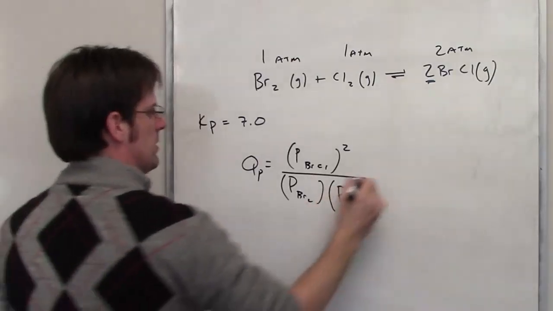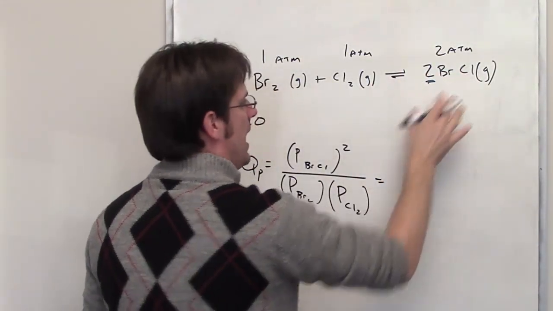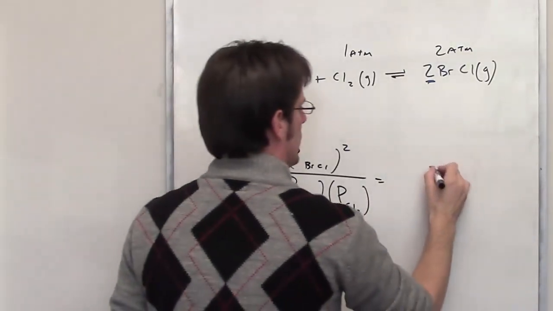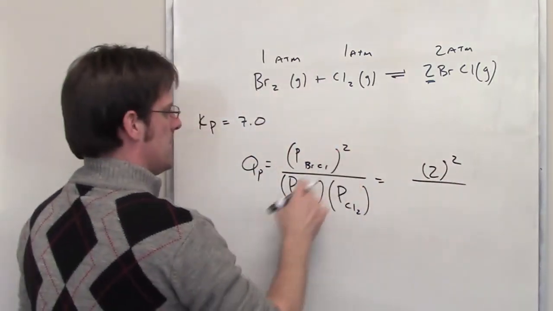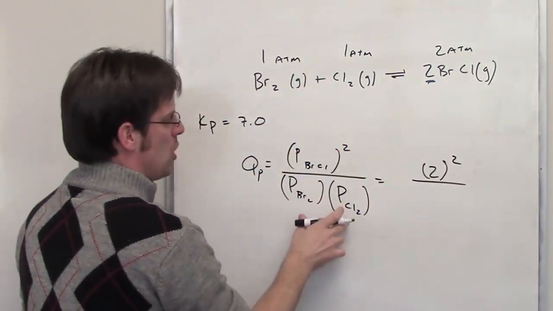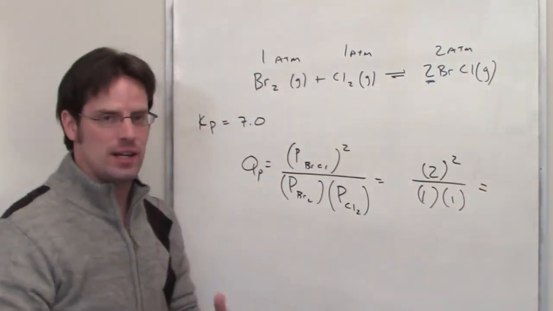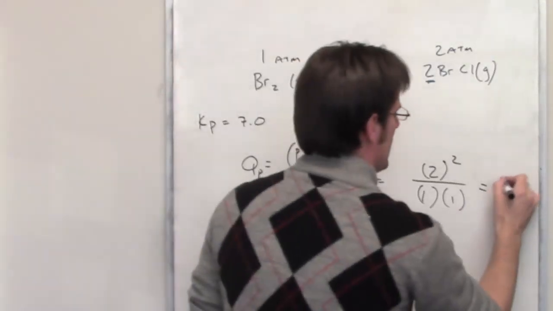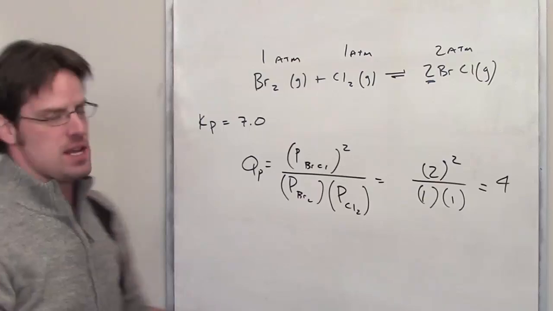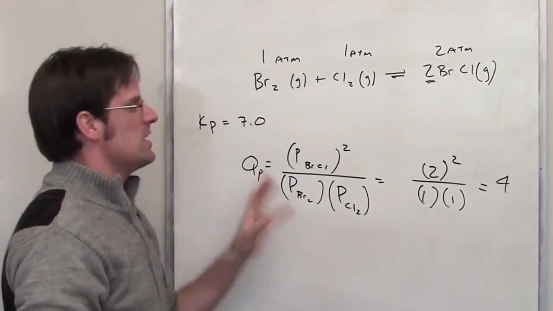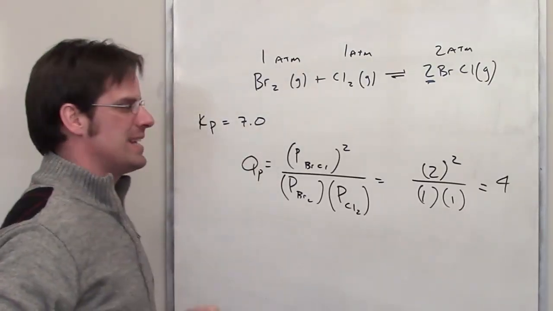So let's go ahead and put these numbers in here. I have 2 as the pressure at initiation for the bromine chloride, so I'll put 2 on the top and square it. My initial pressures for bromine and chlorine respectively are 1 and 1. If I throw that into my calculator, that is going to equal 4. So this is Q, the reaction quotient at this particular moment in time. It is obviously not equal to K.